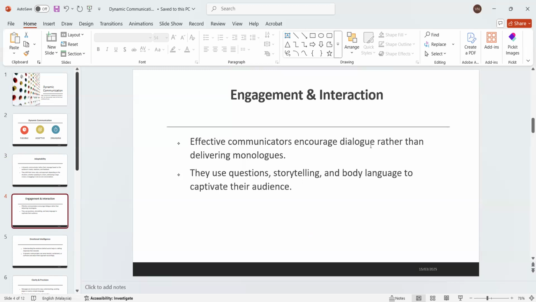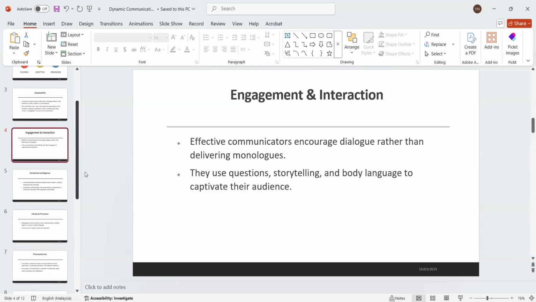They are also able to ask questions. They can tell stories related to the topic at hand. And they can use body language effectively to captivate your audience. But here, everything must be appropriate to the nature of the talk and who the audience is. Next.